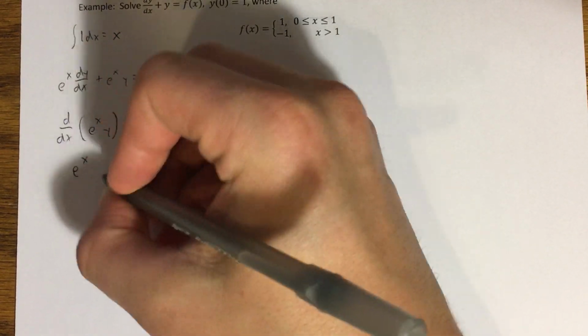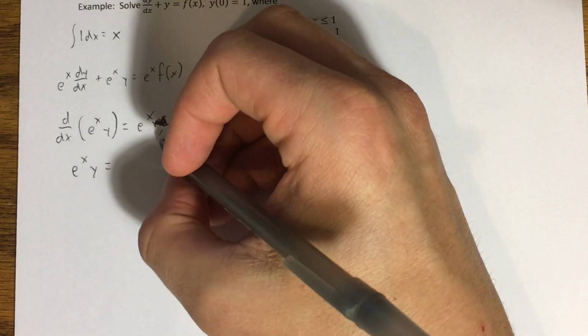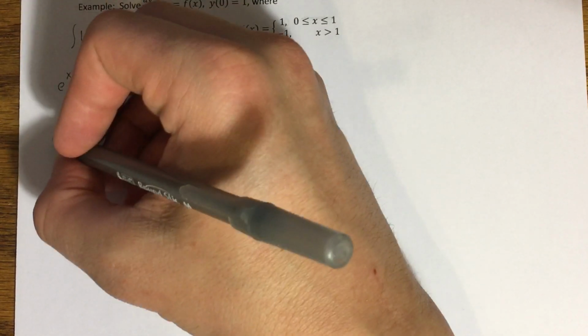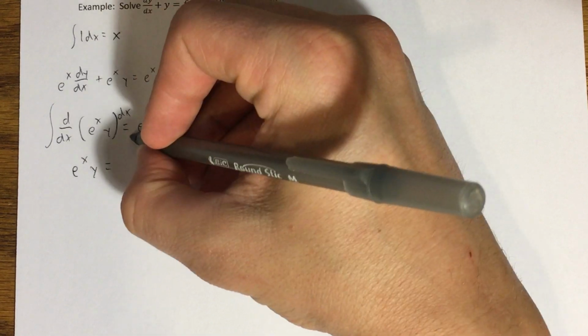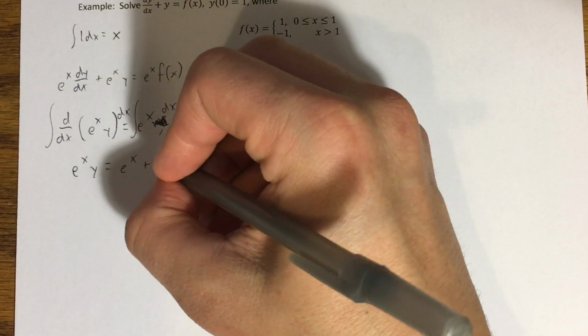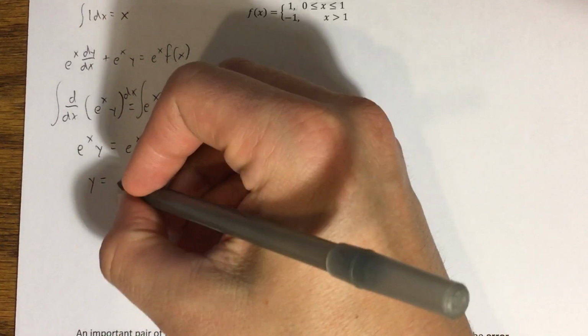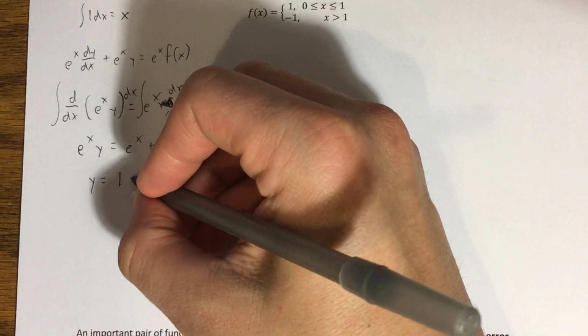So if I integrate both sides, I get e to the x y equals the integral of e to the x with respect to x. So let's actually write that in there. That is just e to the x, but then I pick up my plus c here. Solving for y, I would divide both sides by e to the x, and I get y equals 1 plus c e to the negative x.